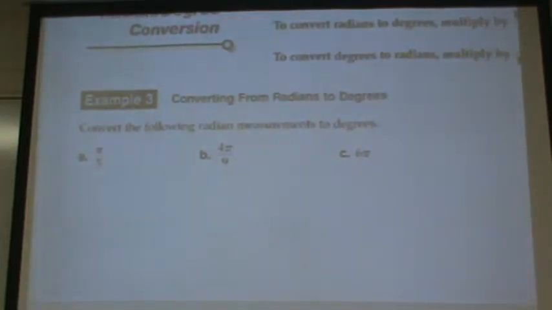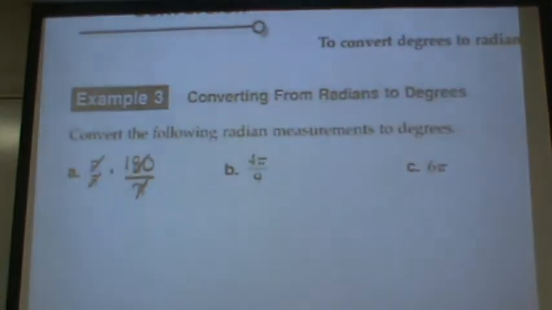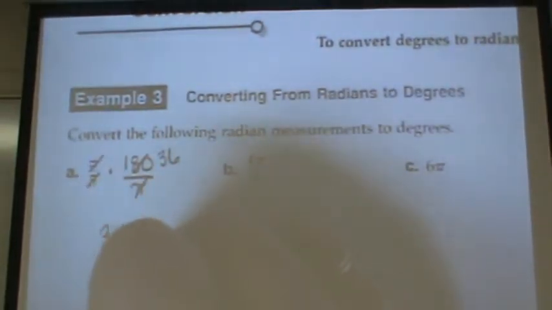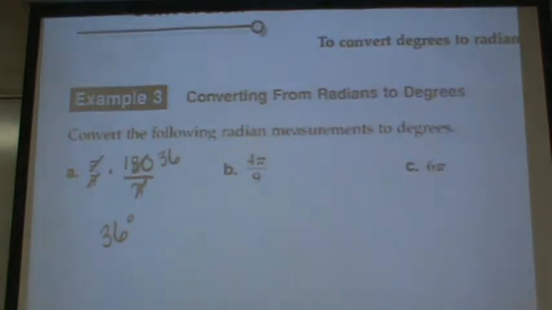So example 3 is converting from radians to degrees. What do we multiply by to convert from radians to degrees? 180 over pi. So the pi's are going to cancel out, and then you can take out a 5 from each, and 5 goes into 180 36 times. So you end up getting a 36-degree angle.